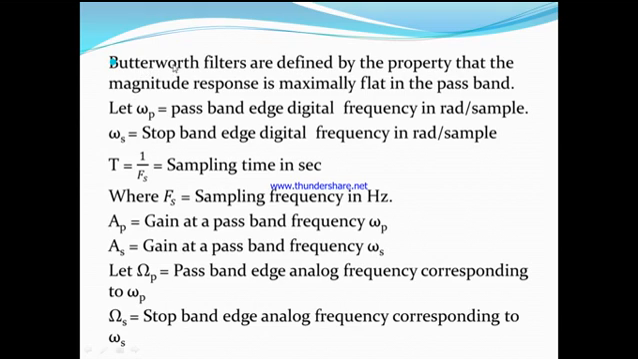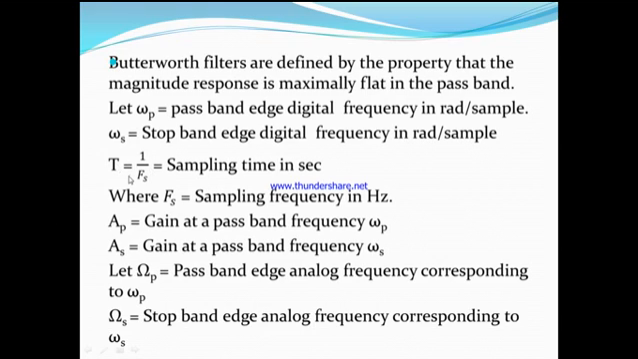Already we know that the Butterworth filters are defined by the property that the magnitude response is maximally flat in the pass band. So in the range of pass band frequency, the magnitude will be flat. So this is the property of Butterworth filter. Next we have to define omega p. The omega p is nothing but the pass band edge digital frequency, represented in radian per sample. And omega s is the stop band edge digital frequency, also represented in radian per sample.